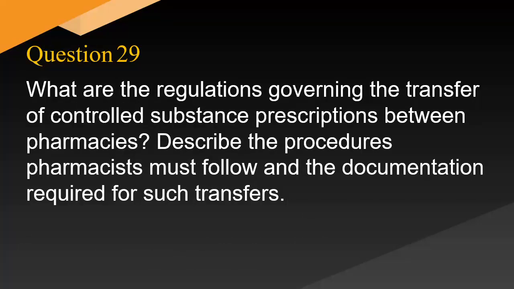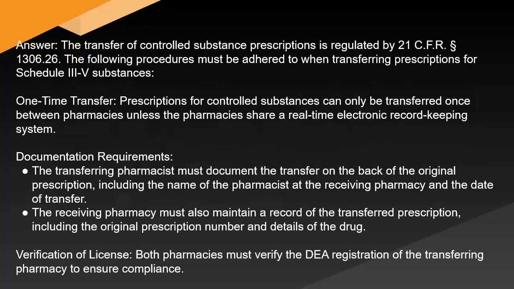What are the regulations governing the transfer of controlled substance prescriptions between pharmacies? Describe the procedures pharmacists must follow and the documentation required for such transfers. Answer: the transfer of controlled substance prescriptions is regulated by 21 CFR § 1306.26. The following procedures must be adhered to when transferring prescriptions for Schedule V substances.